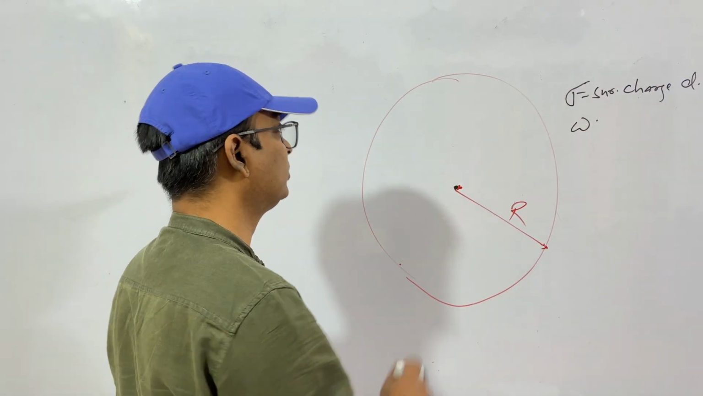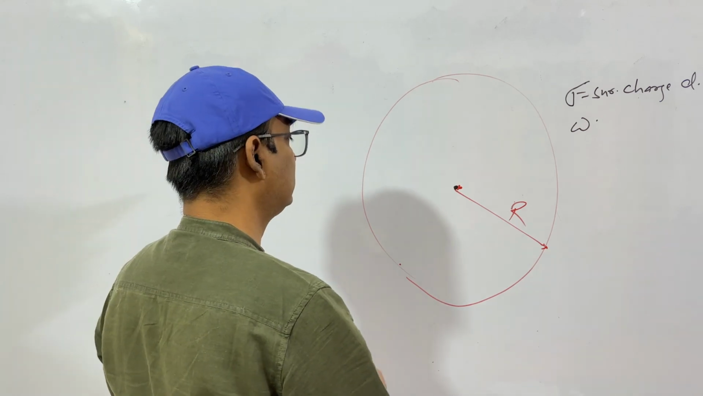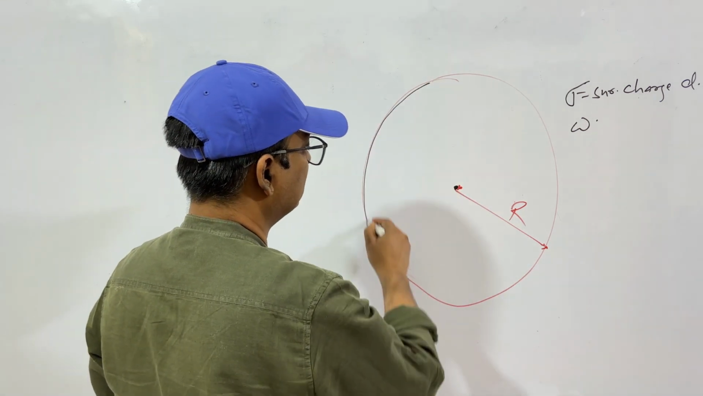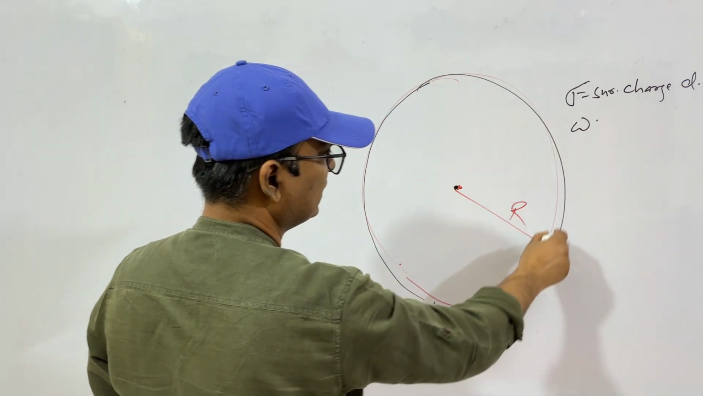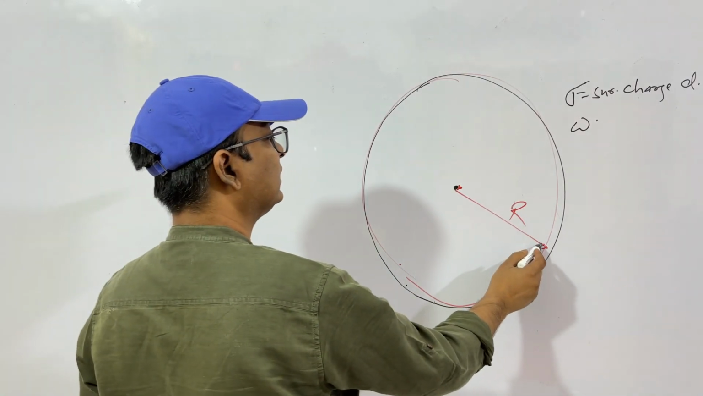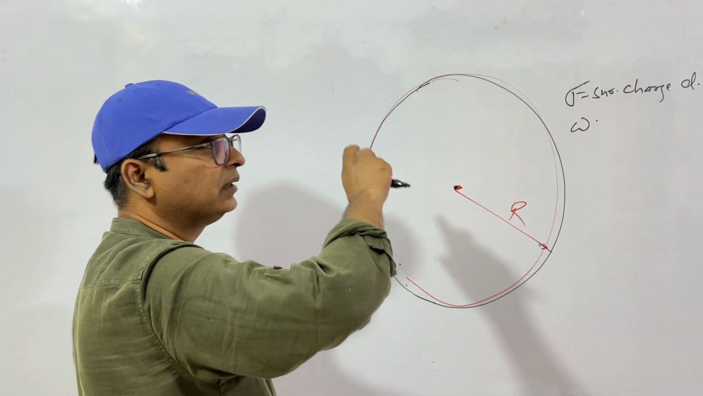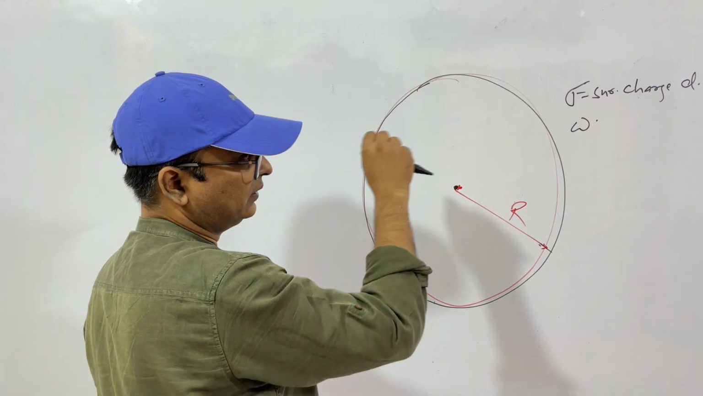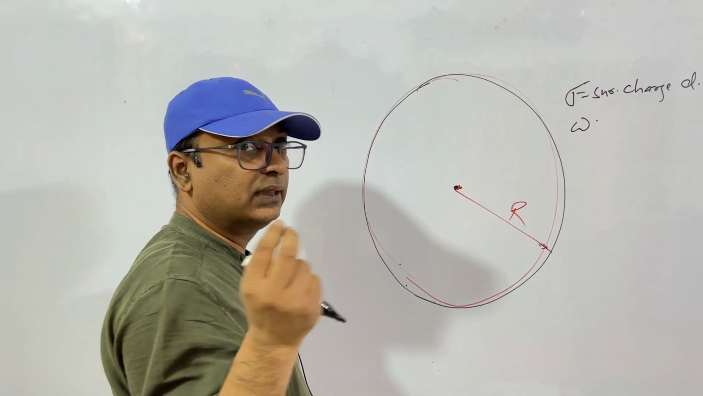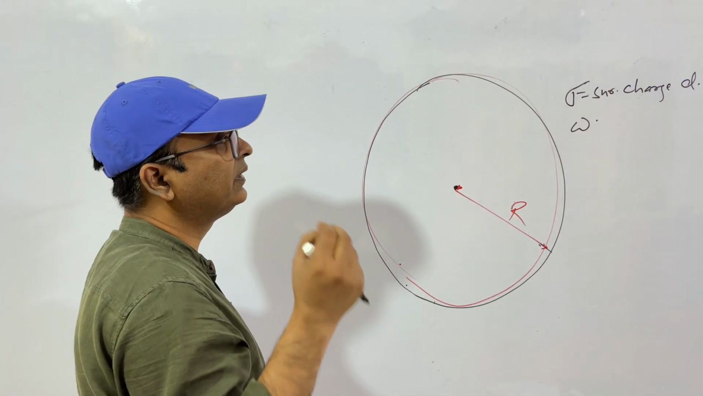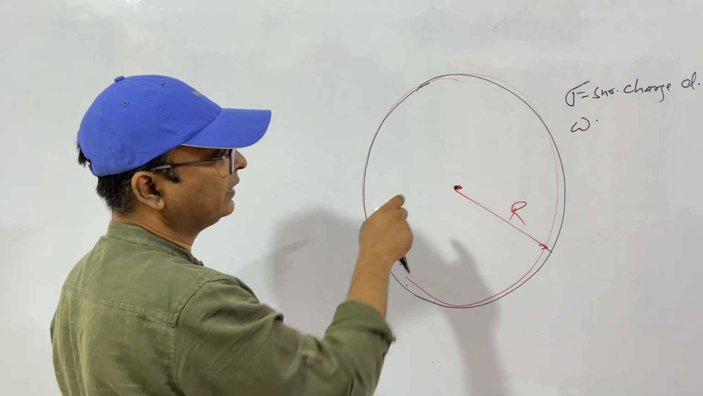This is a very good question. So how do we proceed? This is your disk, and I think the question is clear to you. The disk has a surface charge density of sigma and is rotating at an angular speed of omega. Since charges are in motion, obviously it will create a magnetic field. So what is that net magnetic field at the center?